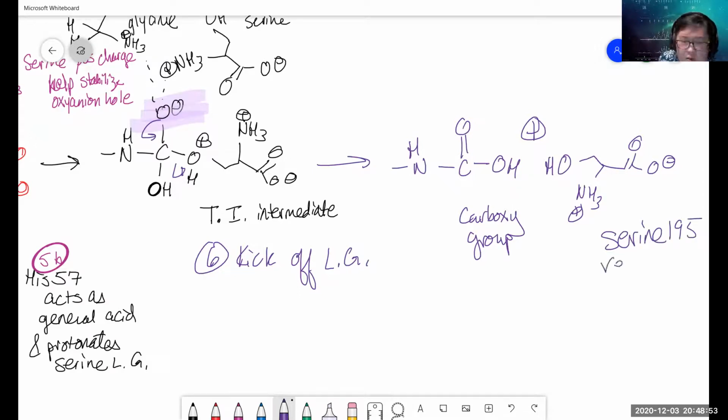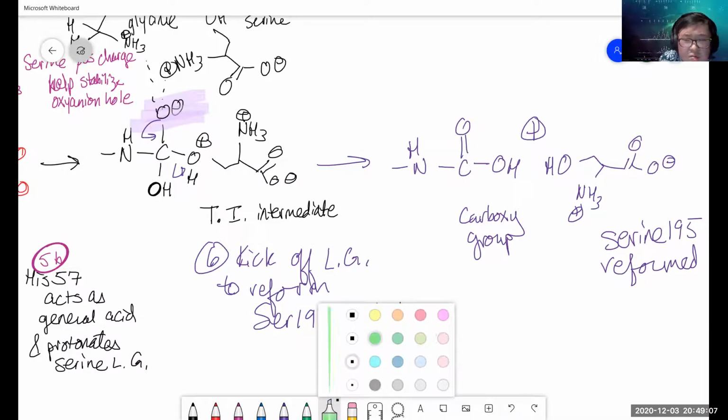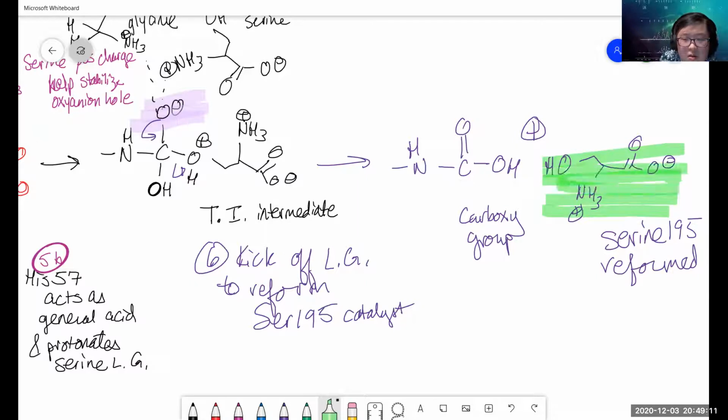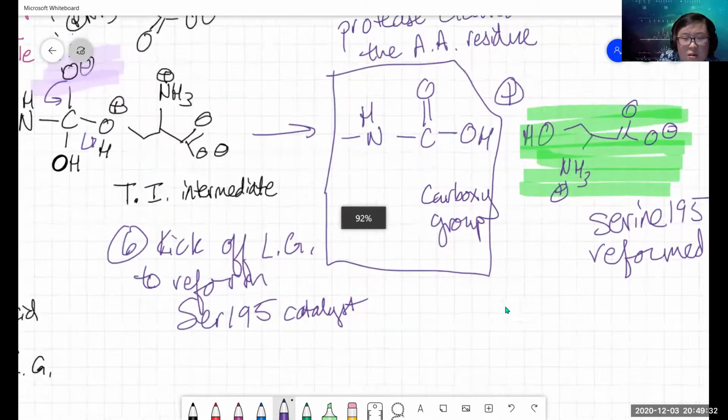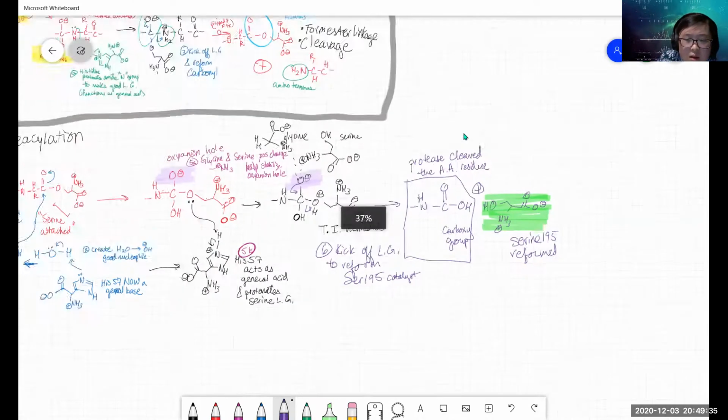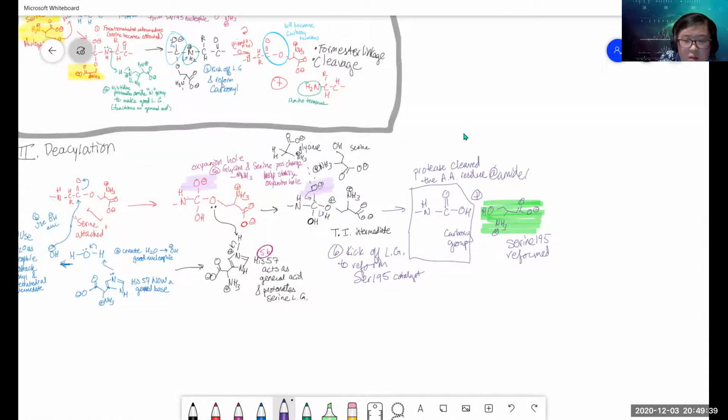So here's serine. This is serine 195, reformed, to reform serine 195 catalyst. Remember, catalyst. So you have it restored right here. And then now you have, remember proteases cleave things. So this is the protease that cleaved the amino acid residue, similar to endopeptidases. So it cleaved it at the amide peptide bond, basically. So now your polypeptide is shorter.